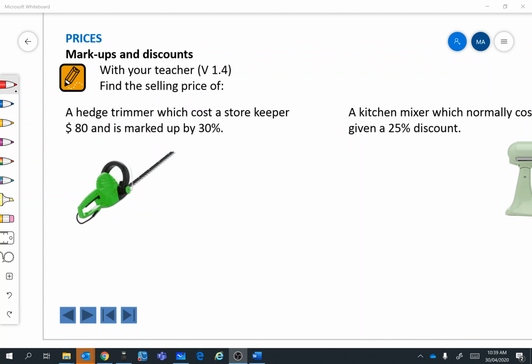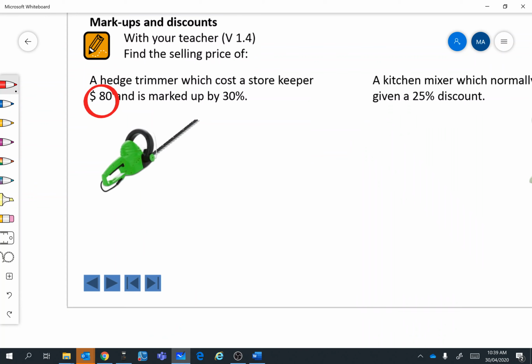This is going to utilize the percentage increase and decrease that we learnt in previous videos. We're just applying it to some real life type situations. So a storekeeper has purchased a hedge trimmer and that cost the storekeeper $80. This storekeeper is going to mark this up by 30% in order to try and obtain some sort of profit. So let's increase this $80 by 30%.